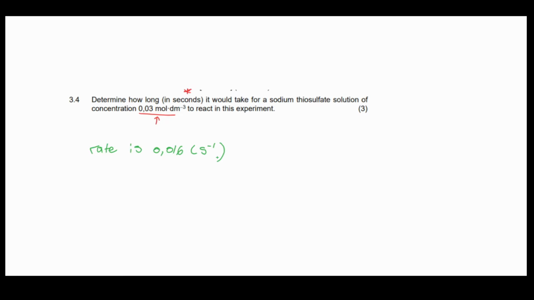Well, how do I go from per second to seconds? I just need to invert this. So I'll say therefore the time is 1 over 0.016, which, if I put that in my calculator, I will get 62.5 seconds as how long it would take.